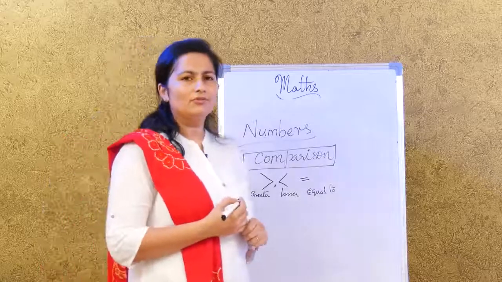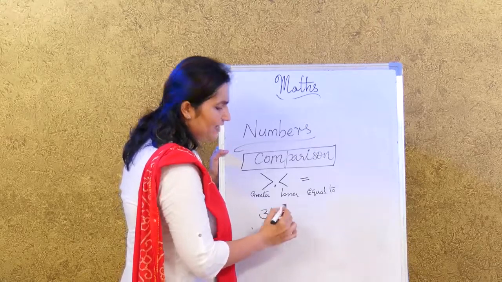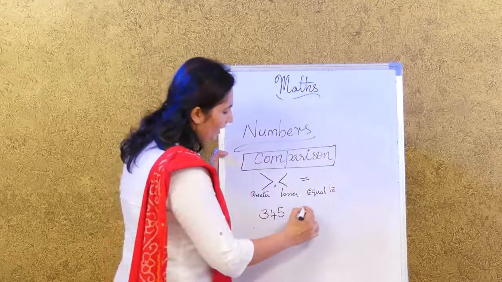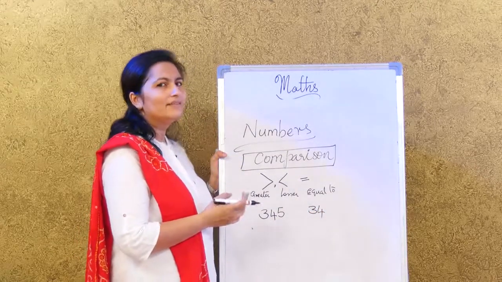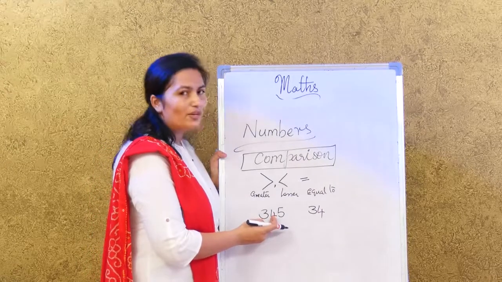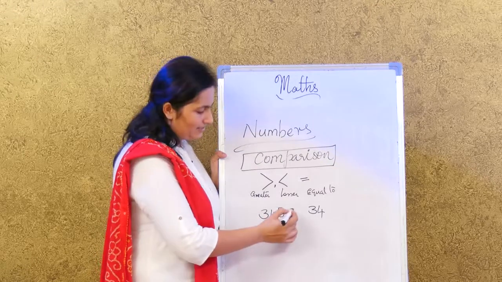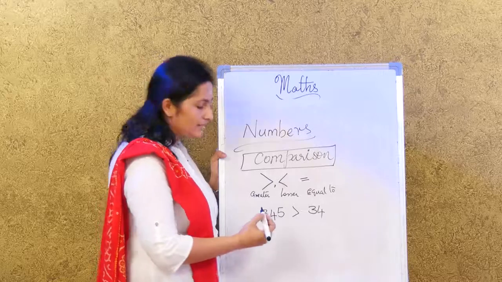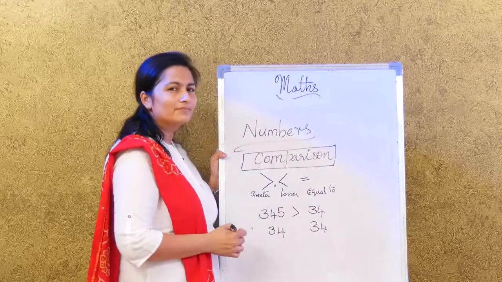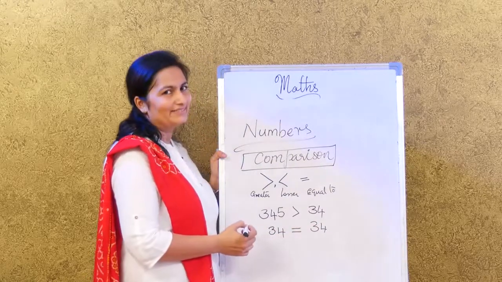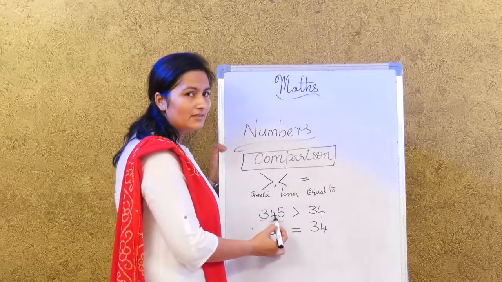Let us see how to look at one number. 345, this is from your textbook itself, but take a look at the board, and 34. Which one is greater? Yes, 345 is greater because of the 3 digits. Okay. Now let us take 34 and 34 itself. Nobody is greater, both are equal to each other. So in this one 345 is greater.